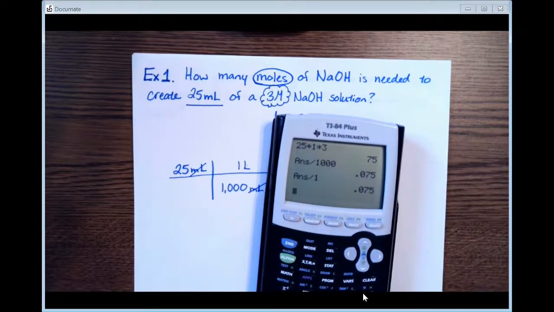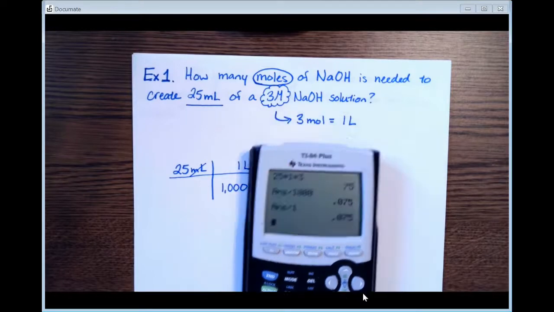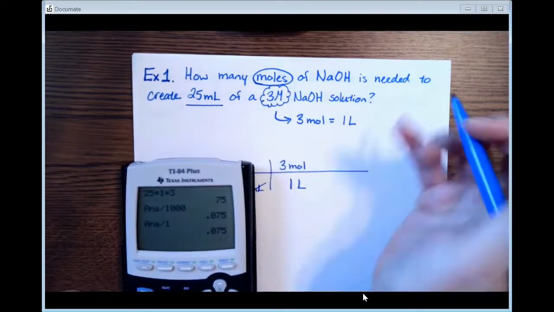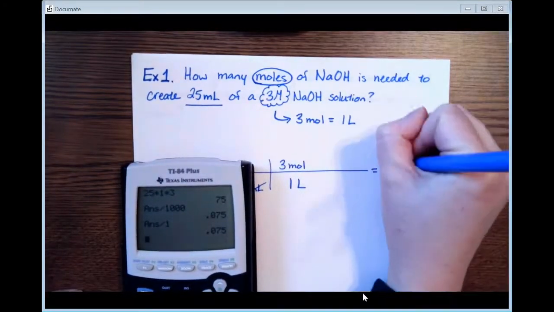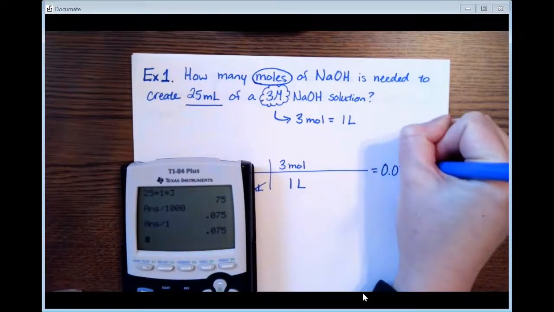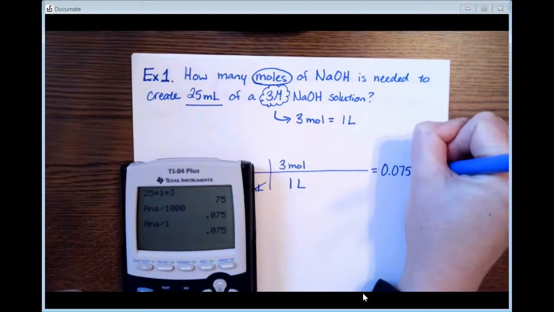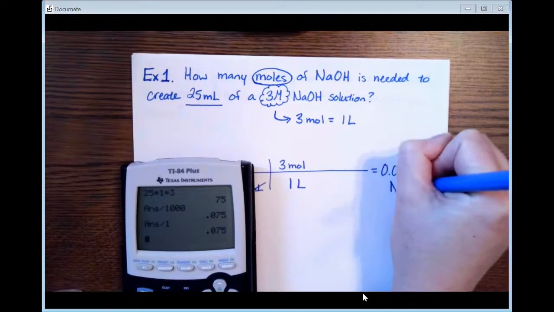So in order to create 25 milliliters of a 3 molar solution, I am going to need 0.075 moles of sodium hydroxide.